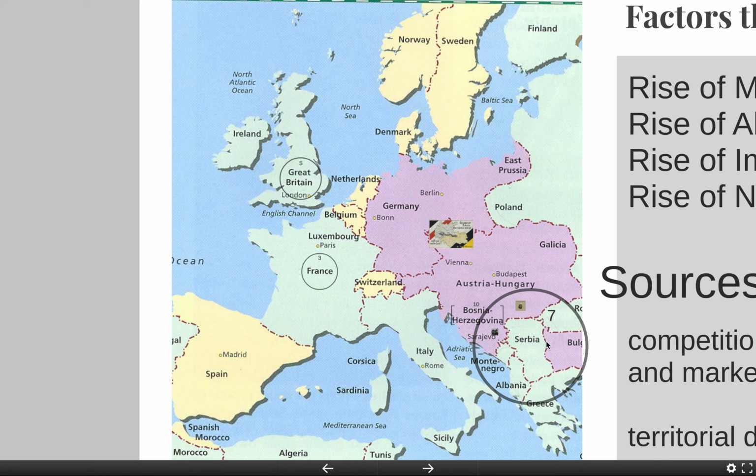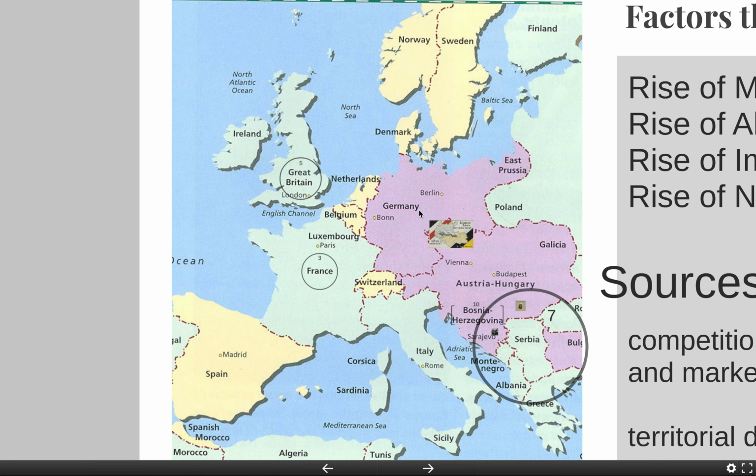Russia, who had an alliance with Serbia, once Austria-Hungary invaded Serbia, declared war on Austria because they declared war on Serbia. And then once Russia declared war on Austria, Germany, who was an ally of Austria-Hungary, declared war on Russia because Russia had declared war on Austria, who had declared war on Serbia because the guy from Serbia assassinated the leader from Austria.